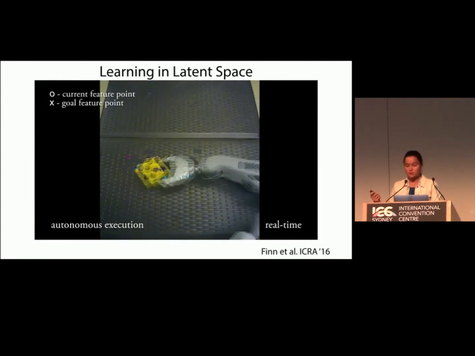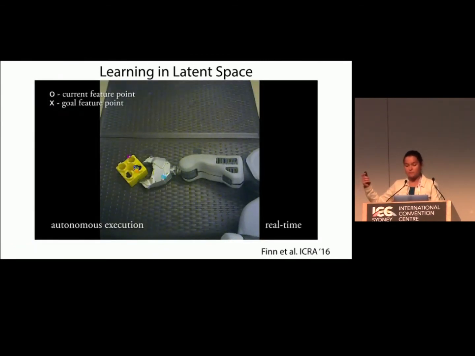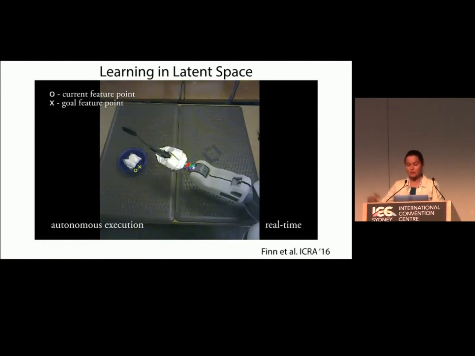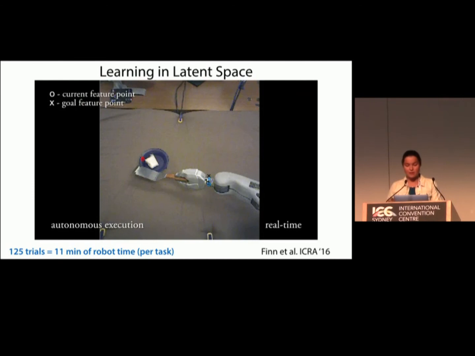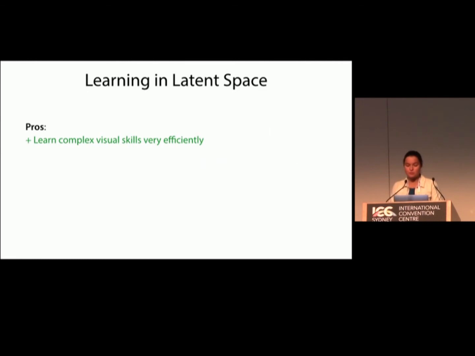And likewise, in the other paper that I showed, it learned how to do skills like pushing a Lego block, transferring an object, and using a spatula to pick up an object to put it into a bowl, all from raw images. And in this particular paper, the skills took around 11 minutes of robot time to learn, which is significantly more efficient than what you can get with model-free methods.